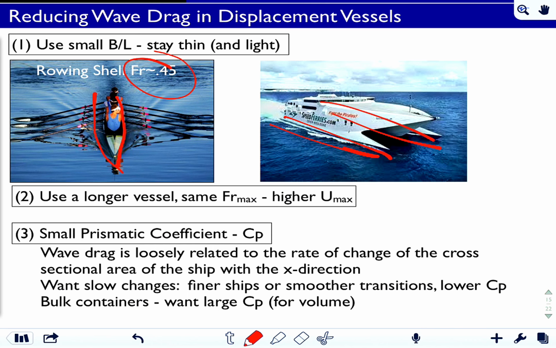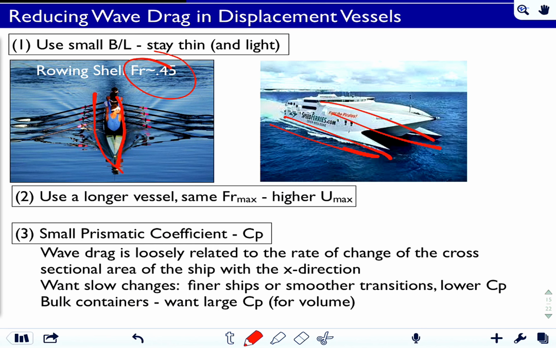But the downside is stability. Something like a rowing shell is inherently unstable. If you were to take the oars away from these guys, the boat would just flip over. There's no way to stabilize that because the center of gravity is so high compared to the center of buoyancy, and there's no form stability. If it starts to lean, it's gone. There's zero stability. So they keep it stable by these oars.